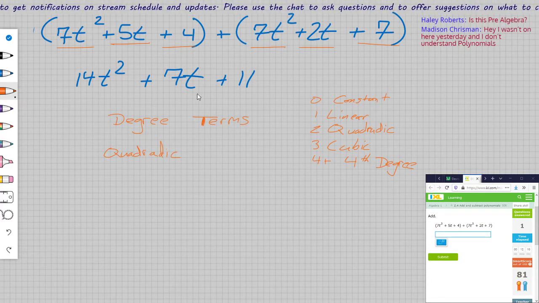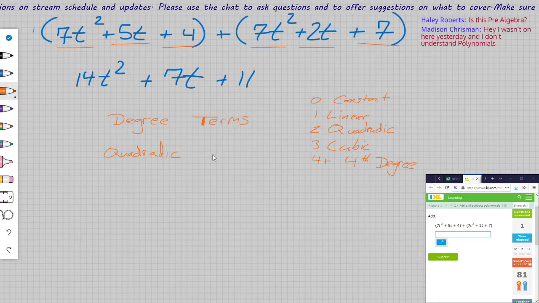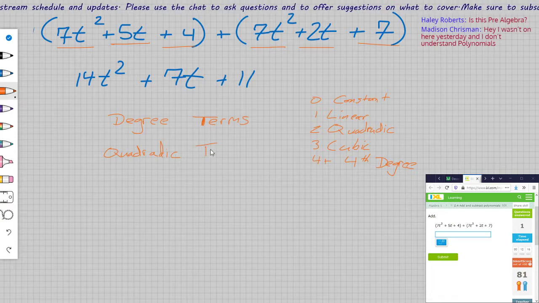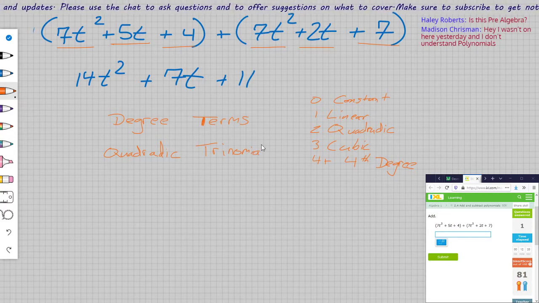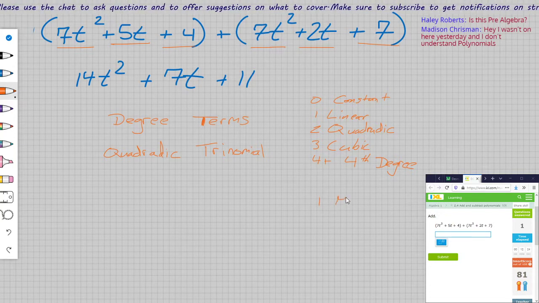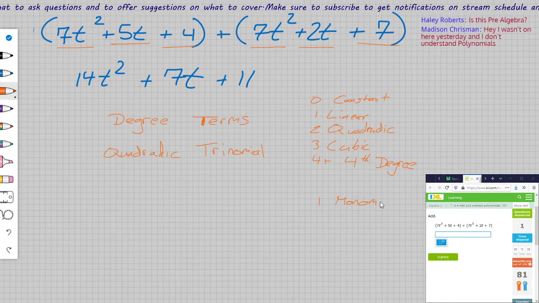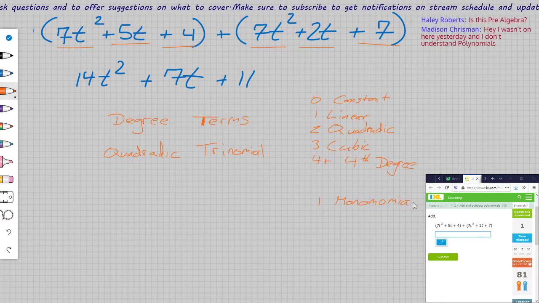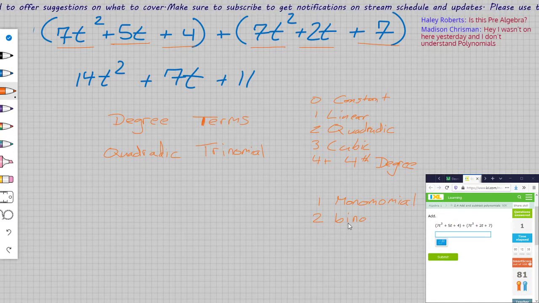And then for the number of terms: 1, 2, 3. Remember, with 3 terms it's a trinomial, think tricycle. In terms of terms, one term is a monomial. Two terms is a binomial, think bicycle.